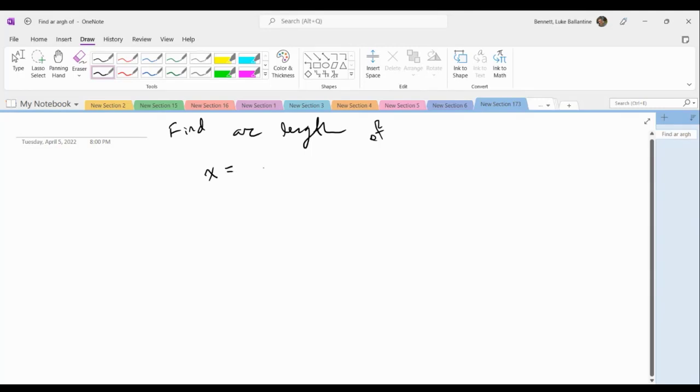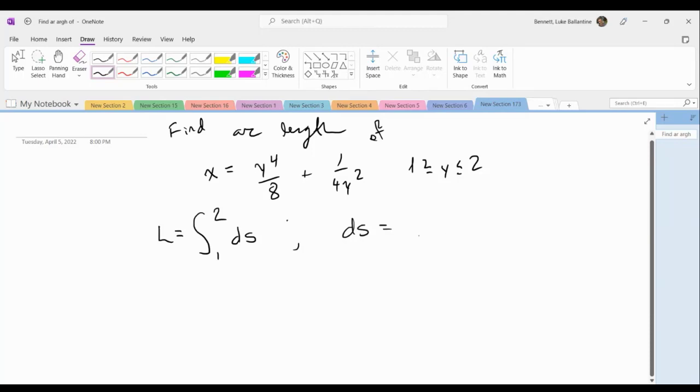x equals y to the 4th over 8 plus 1 over 4 y squared, y in this interval. So we need to do the integral from 1 to 2 of ds, where ds equals the square root of 1 plus (dx/dy) squared dy. So we're going to calculate this inner part first.